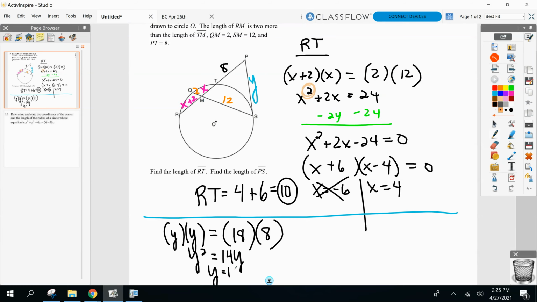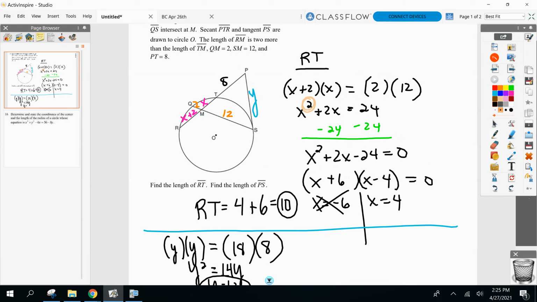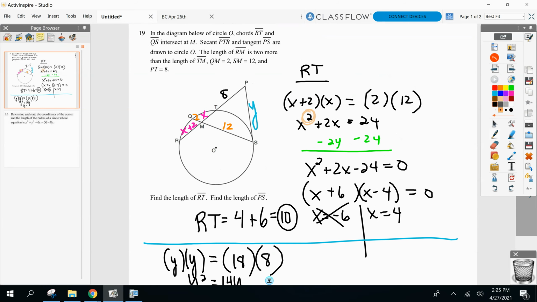Okay, so a great problem because it involved chords, segment times segment equals segment times segment, and it also involves secants and tangents, whole times external equals whole times external. You will see both tomorrow, definitely. Anything I can answer on this one here? Again, number 19 from the tangent and secant worksheet. Anything you guys want to ask there before I move on?